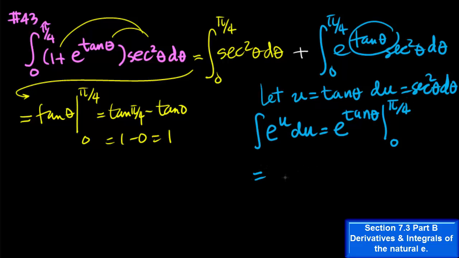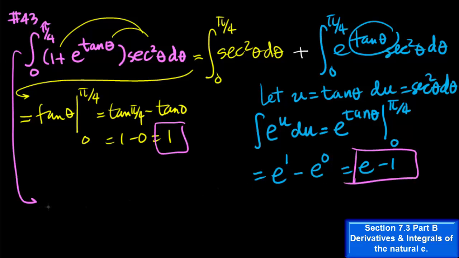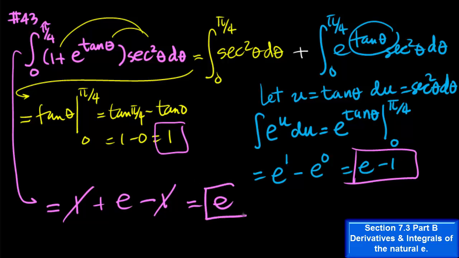And if we do that, we're going to get e to the tangent of pi over 4. Remember, what's the tangent of pi over 4? We know that it's 1. So e to the 1 minus e to the, what's the tangent of 0? It's 0. So e to the 0. So this is e minus 1. So if we add everything together, this and this part, combining them, is equal to 1 plus e minus 1. So the 1s cancel out each other at once. And now our final answer is just e.